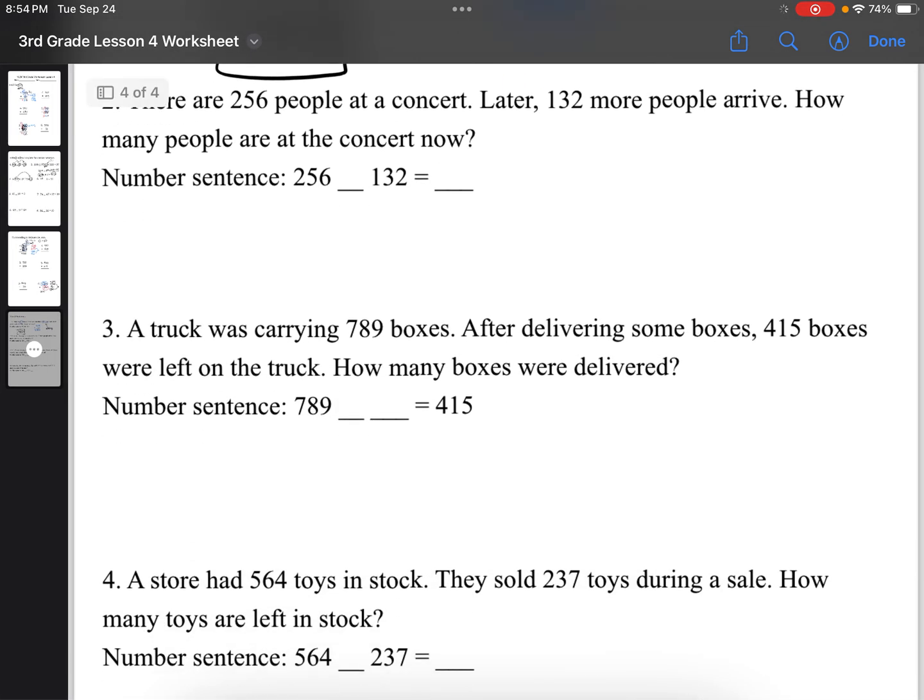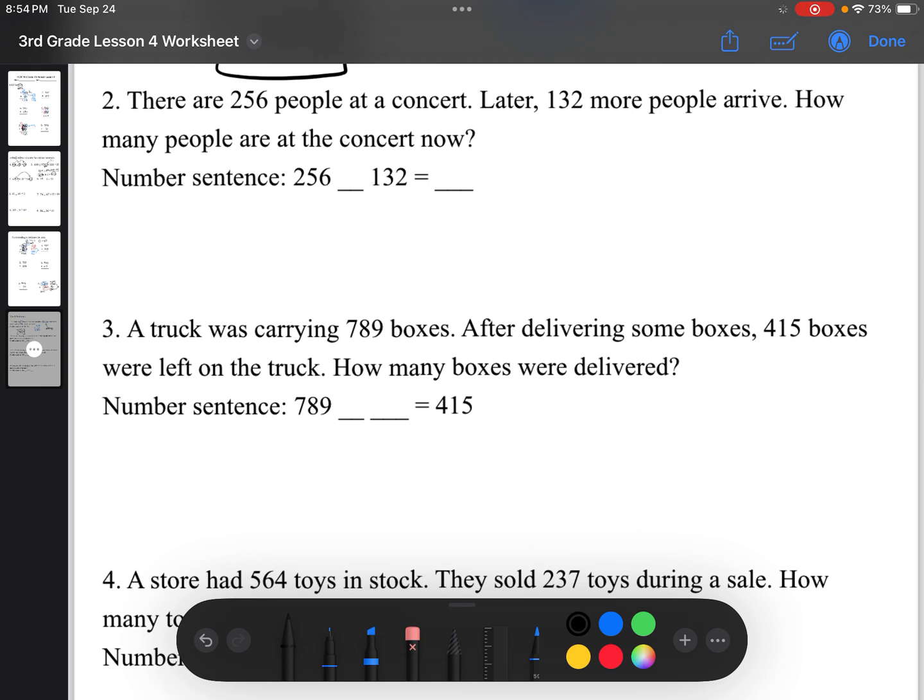A truck was carrying 718 boxes. After delivering some boxes, 415 boxes were left on the truck. How many boxes were delivered? First, let's take a look at our old method. If it's 789, you can't add to get to 415, which means the symbol must be subtraction. Now we have to find this blank.